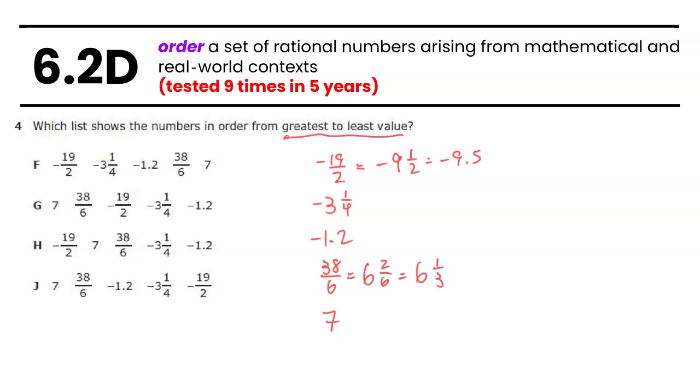Now what you'll notice is that just based on letter F, we actually wrote these numbers down in least to greatest value.